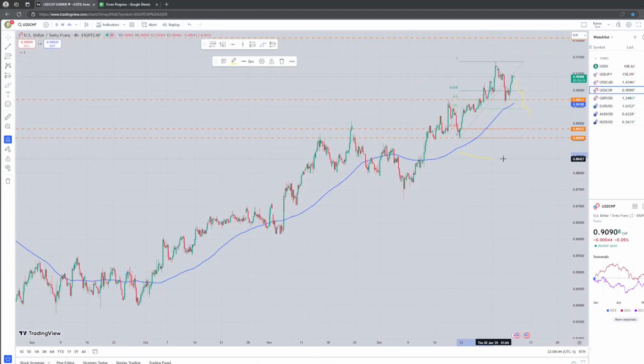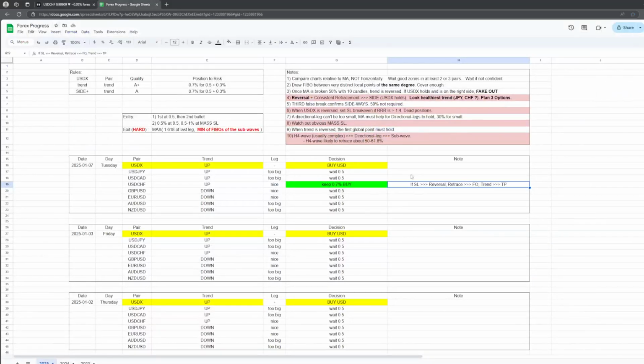So imagine this support holds and the market keeps retracing like this, then it's very likely to return in the original trend soon and hit take profit. So it was a perfect execution here.